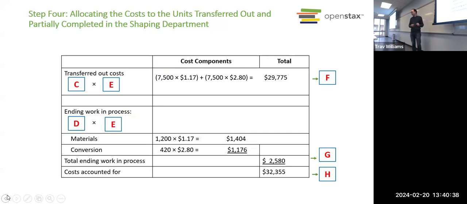However, for work in process, we can't do it exactly that way because the number of equivalent units is different and the price per unit is different. So we have to multiply each of those separately. So we get a total material cost for what's still in process, and a total conversion cost for what's in process. Add them together, get our total work in process, add that to what got transferred out, and we get the total cost.